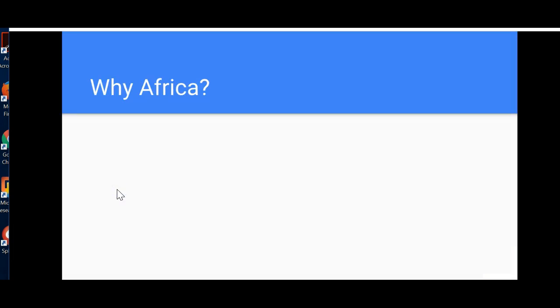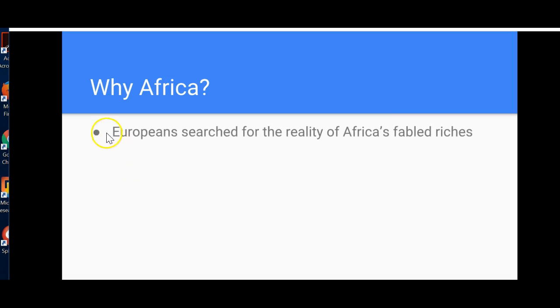So our essential question is, why Africa? Why did European countries choose the continent of Africa? One of the answers to that is that Europeans searched for the reality of Africa's fabled riches. They'd heard all of these stories about how rich in resources Africa was, and they wanted to have access to those resources and become rich themselves.